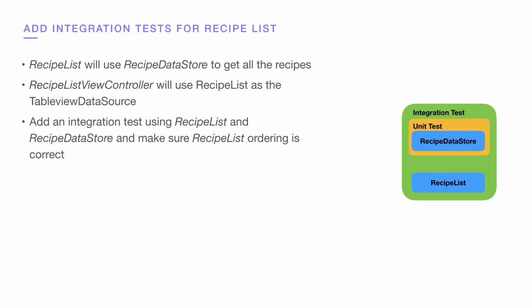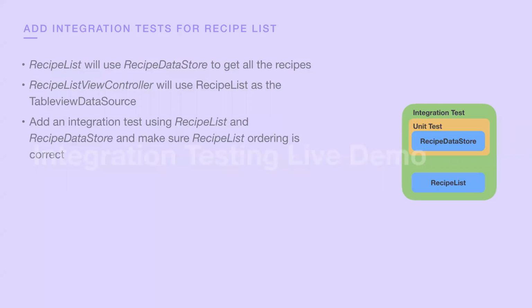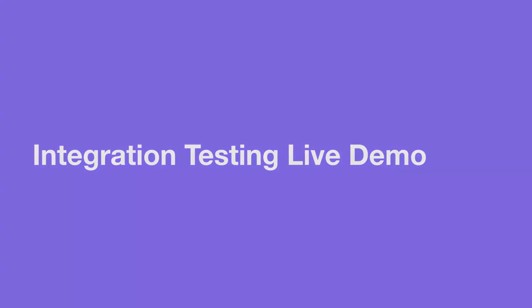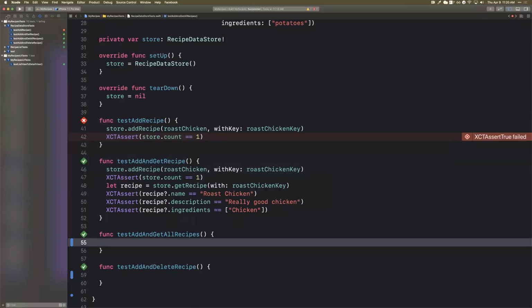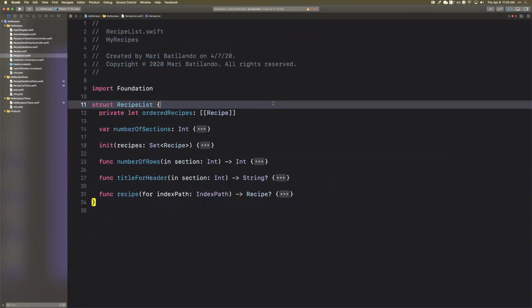So for this example, we're going to go ahead and make an integration test for recipe list. Just like what I said before, recipe list will use the data store to get all of the recipes, and it has all the logic for organizing them into sections, which the table view controller will use. So let's go ahead and jump back to the project, and I can show you how recipe list works. Let's look at the interface. Here's what recipe list looks like.